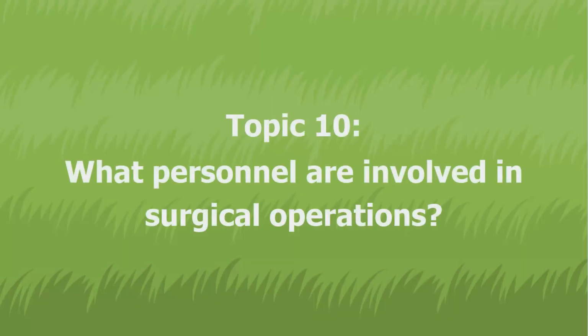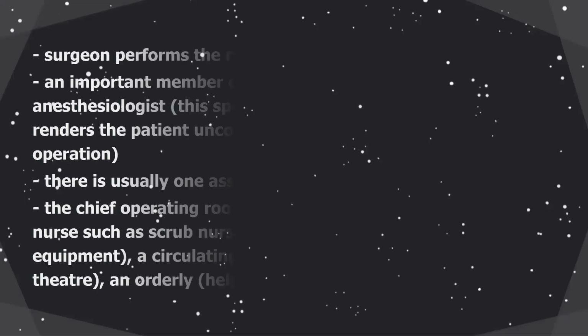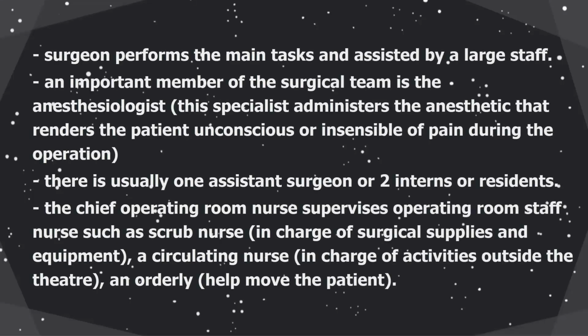Topic 10. What personnel are involved in surgical operations? Surgeon performs the main tasks and is assisted by a large staff. An important member of the surgical team is the anesthesiologist. This specialist administers the anesthetic that renders the patient unconscious or insensible of pain during the operation.